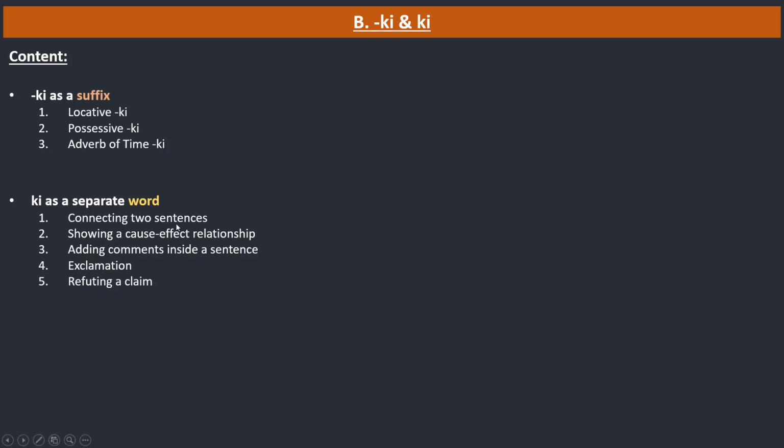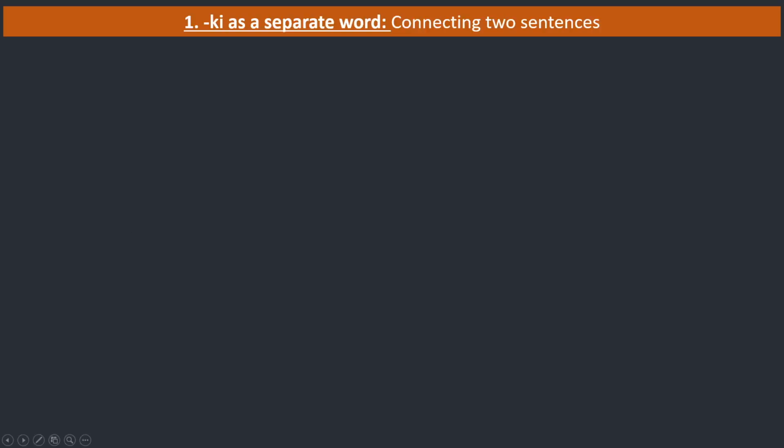Let's start with the first function. The first function of this key particle. Okay, actually it shouldn't have a dash.